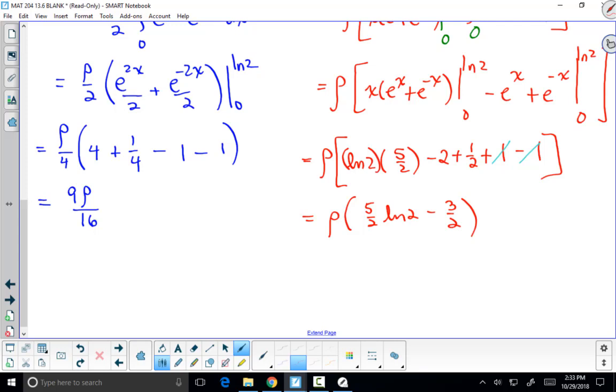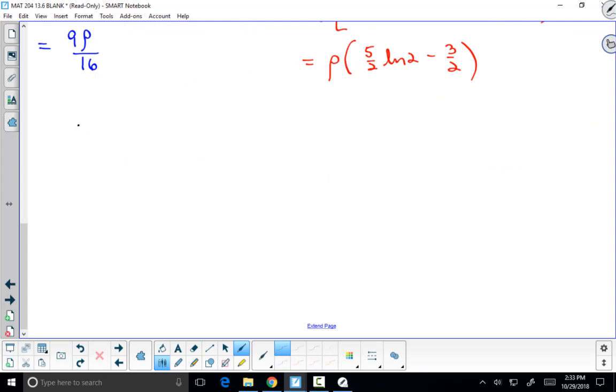Okay. So now we have all three pieces. We have our mass, we have our two moments. Moment about the x-axis, moment about the y-axis. So our whole goal is to find the center of mass. The center of mass is going to be, for the x value, we're going to take the y moment and divide it by the mass, and the opposite for the y coordinate.